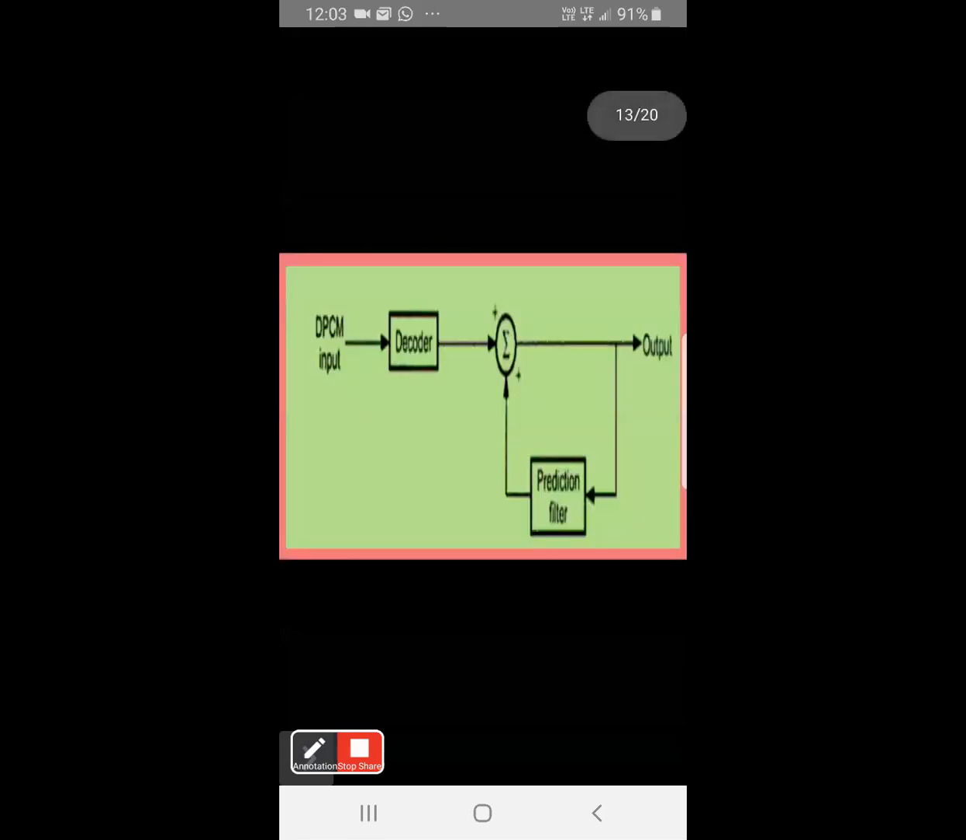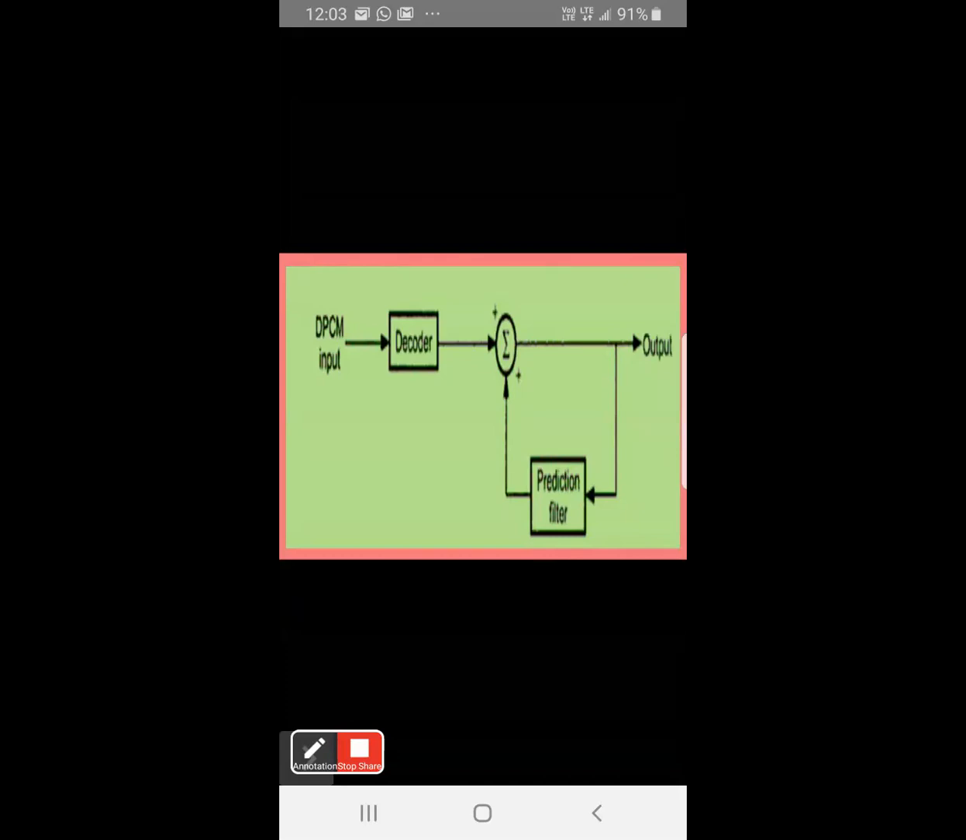Okay, and here you can see that the encoder signal from the DPCM will be given to the decoder, and that signal will be decoded and given to the comparator. The comparator compares the present signal with the previous sample, then it reconstructs the original signal. Here the prediction takes a value based on the previous output. Whatever the prediction filter does, it always depends on the previous output.